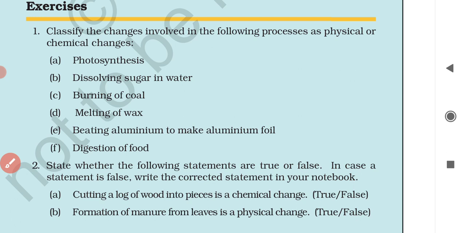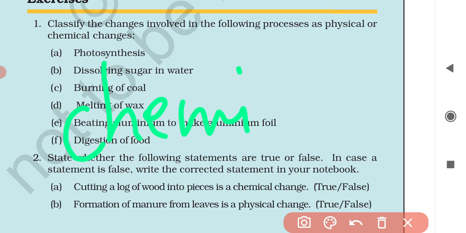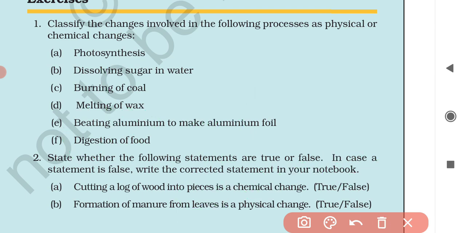Next, digestion of food. Digestion of food is a physical change or chemical change? It is a chemical change. Since in the process of digestion, various food materials break down to form new substances, and those new substances can be absorbed by the body. So the process of digestion is also a chemical change. Digestion of food is a chemical change. Clear?